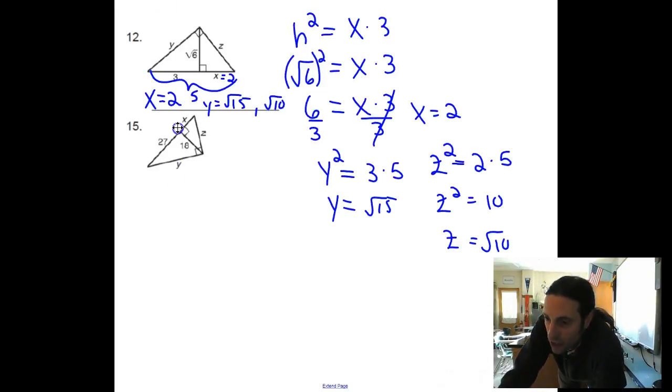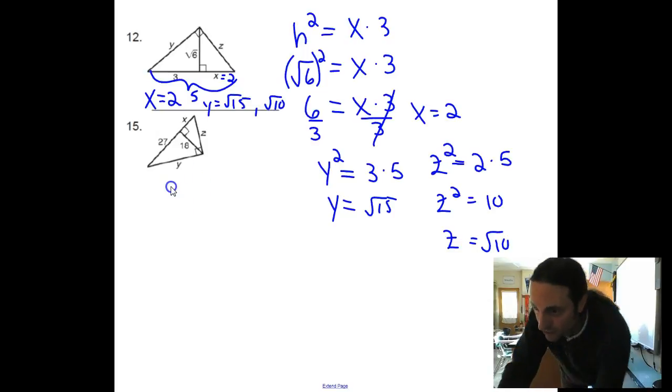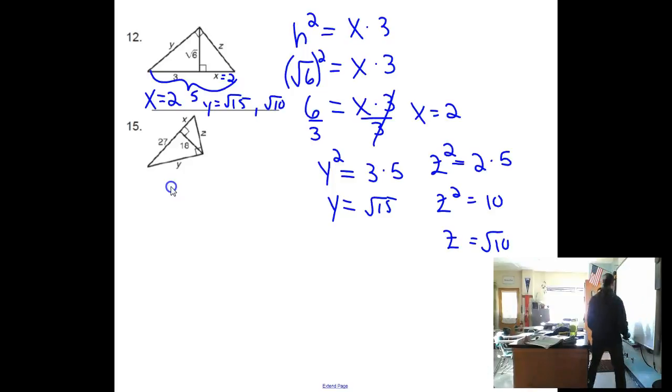Because of the time of the video here, I'm actually going to pause that. You probably want me to do another example. All right, I'll do another example. Let's do number 15. I'll change colors. So number 15, 18 squared equals 27 times x. Well, 18 squared, better hurry up here.